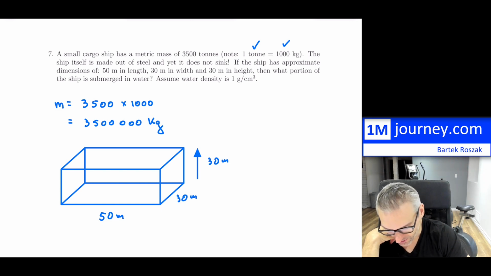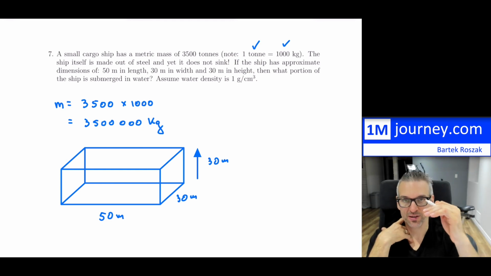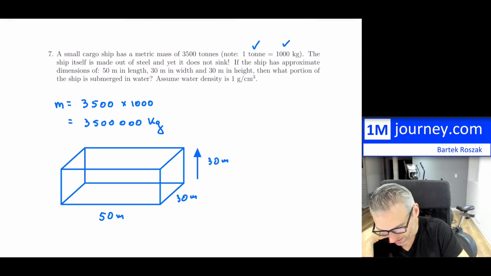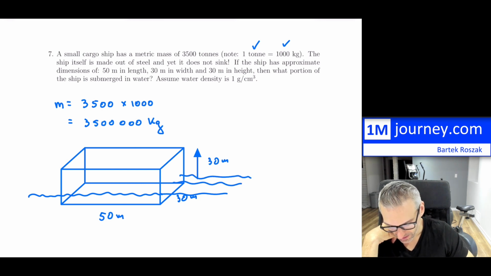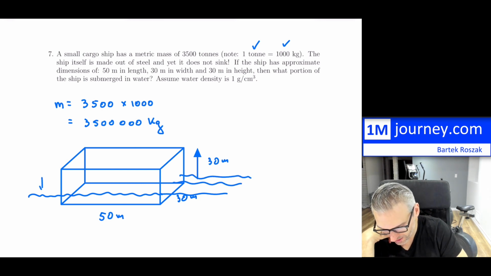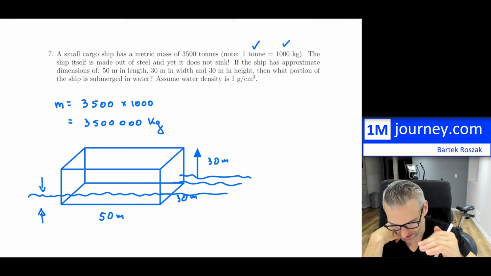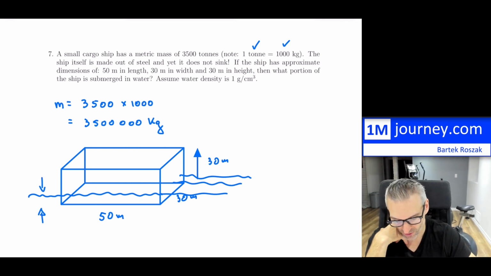So what it is asking us is, based on this, what portion of the ship is submerged in water? How many meters into the water does it go? Water is going to be floating around here as you're going through, and we want to know what this depth is that it falls under if it carries so much mass.